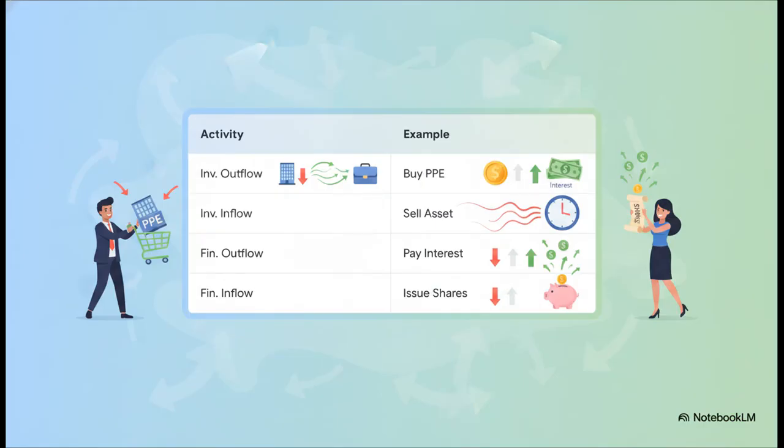Once operations are sorted, we check out investing and financing. Buying new property, plant, and equipment, or PPE, drains your cash in the investing section. Selling investments? That brings cash in. Meanwhile, over in financing, issuing equity shares injects a bunch of cash into the business, while paying interest or redeeming shares drains it right back out.